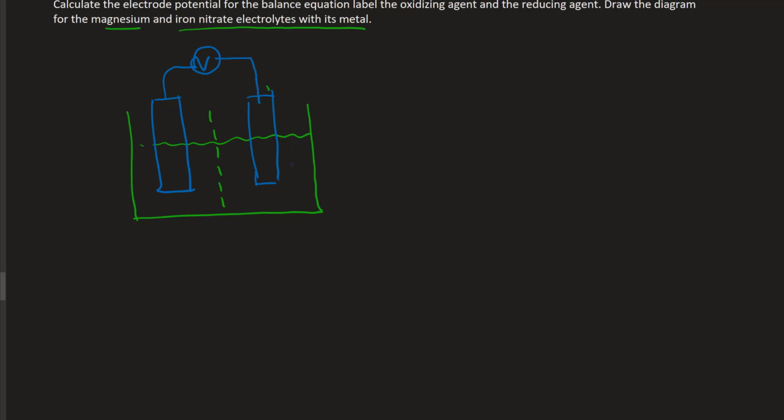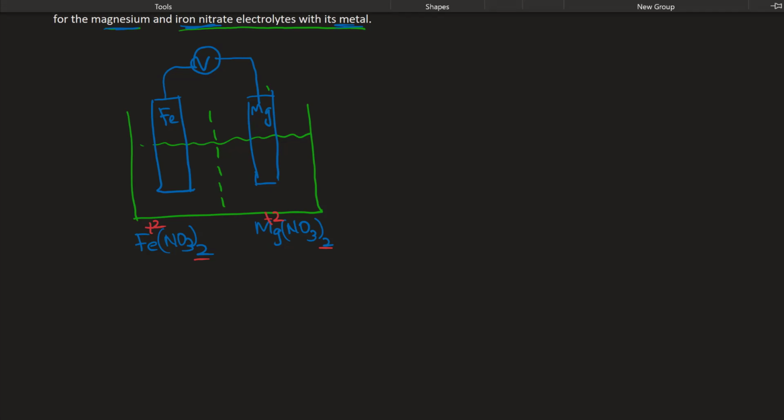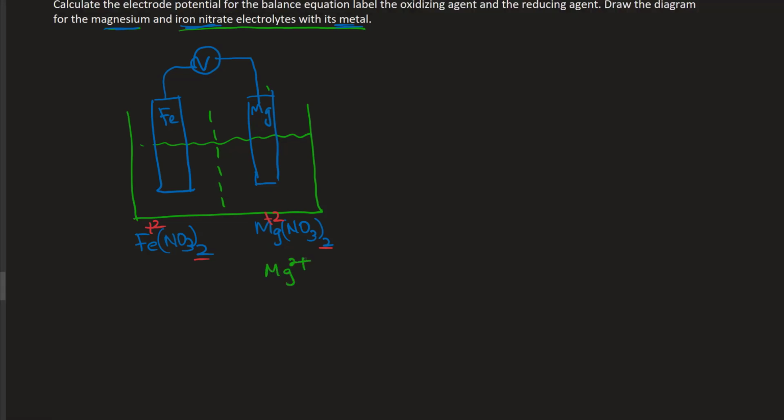So in this case, especially, you are given magnesium nitrate and iron nitrate, iron 2 nitrate. So now also we know the two pieces of metal in the half cells. Now figure out the 2 plus from the electrolyte. It's not given, you're going to have to figure it out: magnesium 2 plus and Fe2 plus, based on the formula given for the electrolytes.